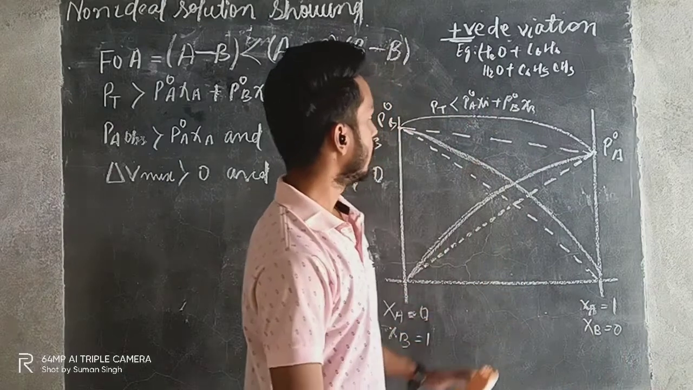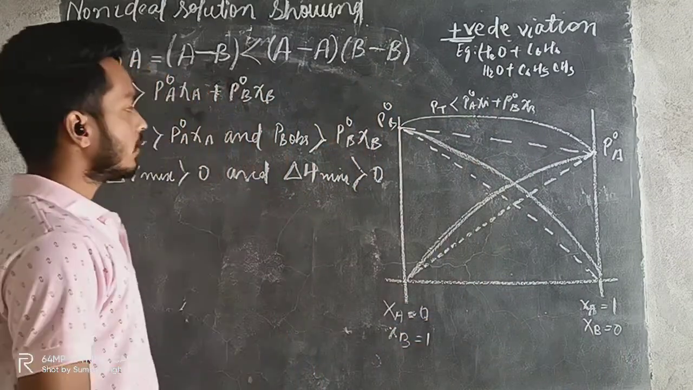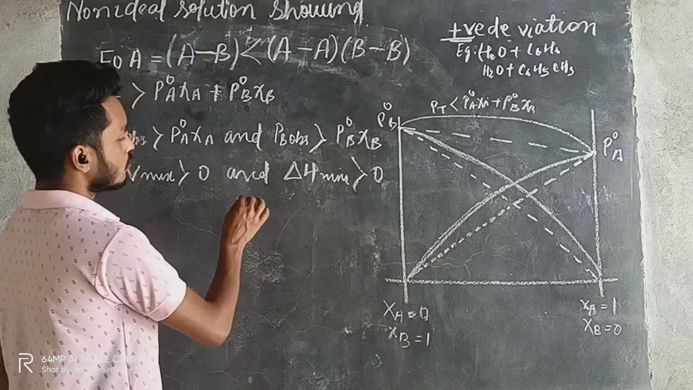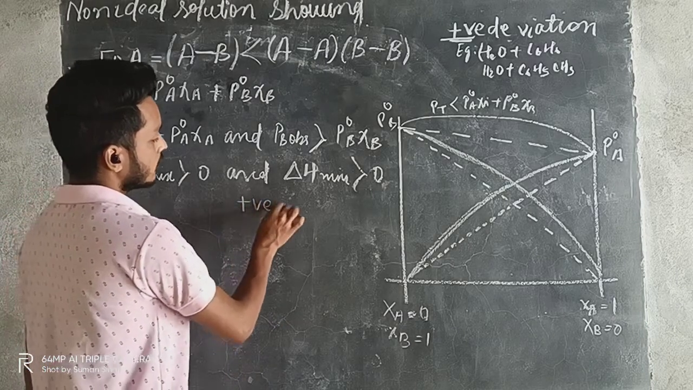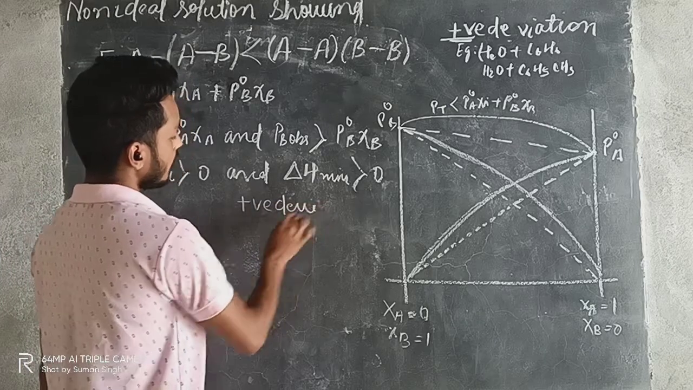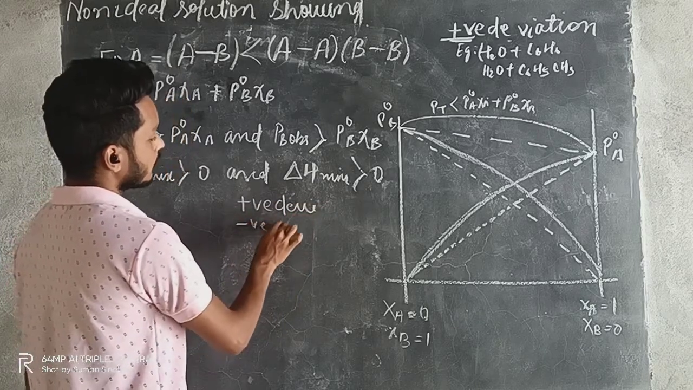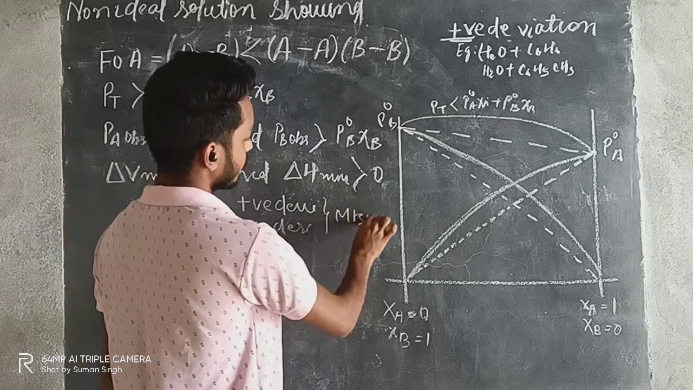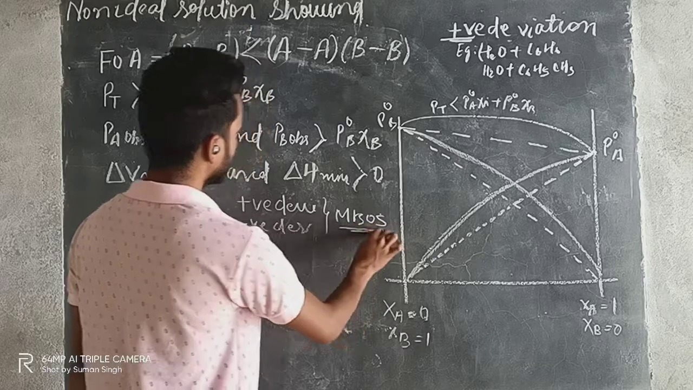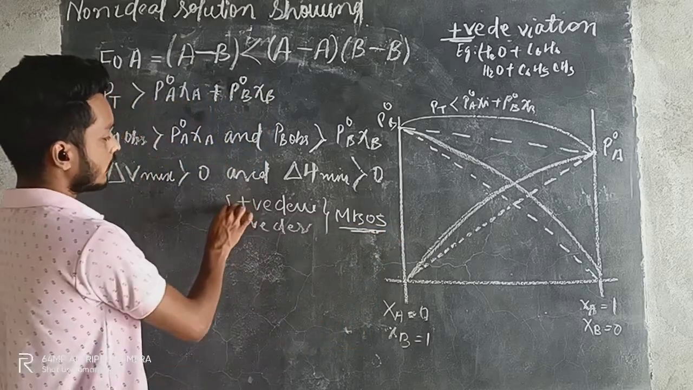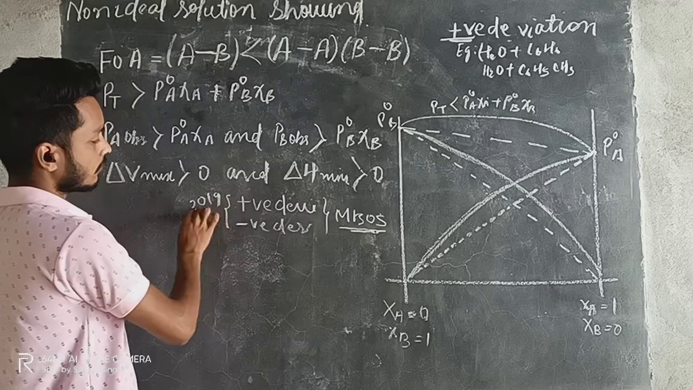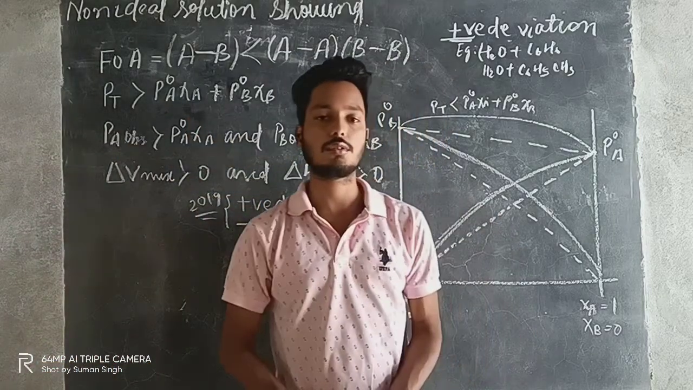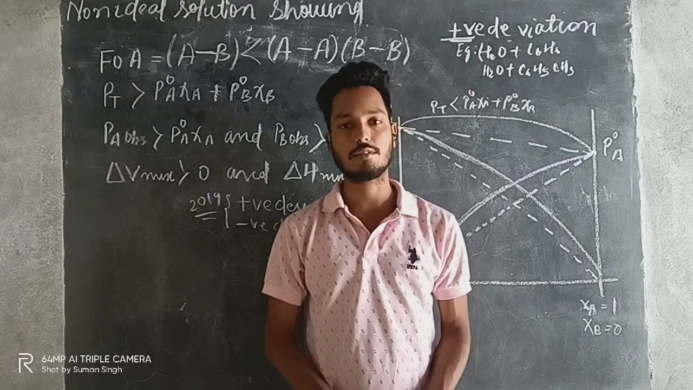So this was all about your ideal solutions showing positive as well as negative deviation. These two, positive deviation and negative deviation, are very important from the exam point of view for MBOS, okay? For the MBOS syllabus it is very important because in 2019 they asked this, okay? So this was all about your ideal solution showing positive deviation as well as negative deviation.